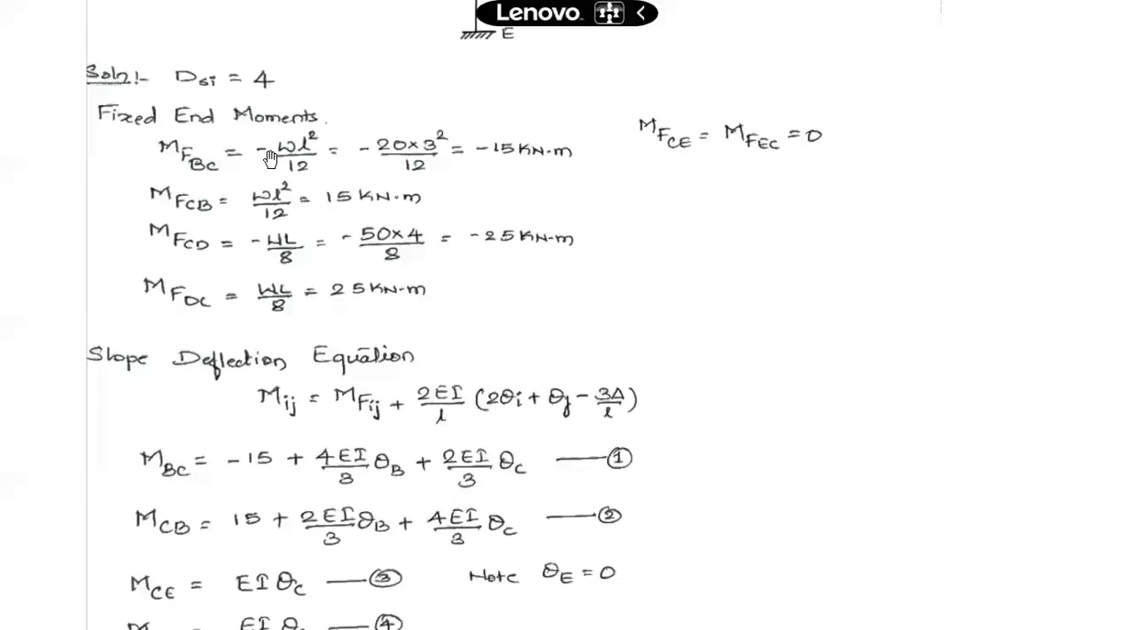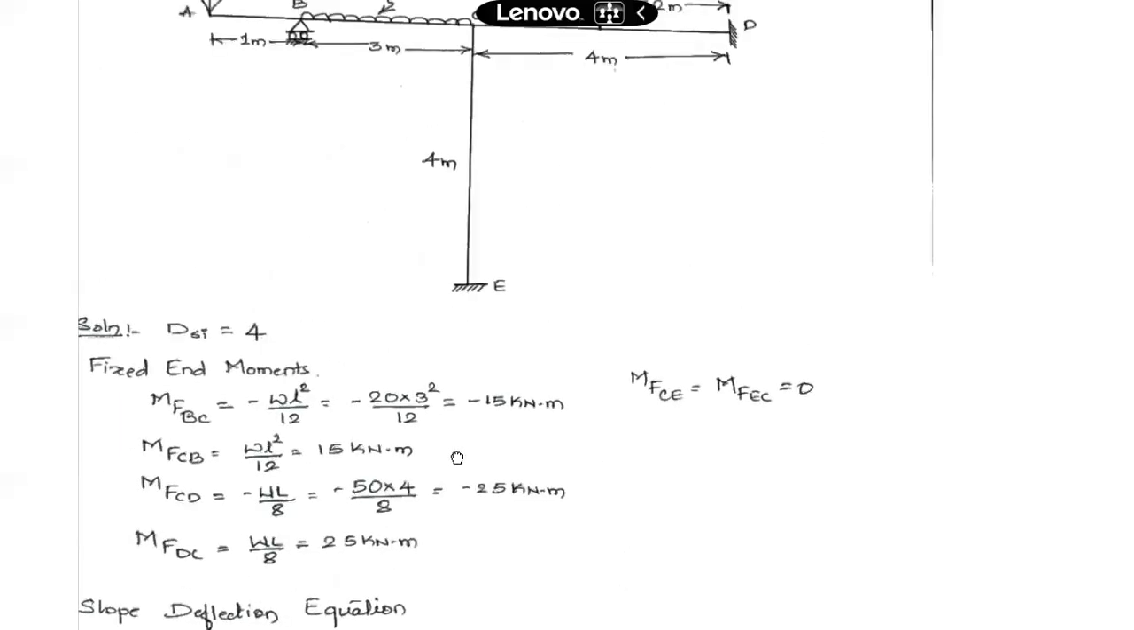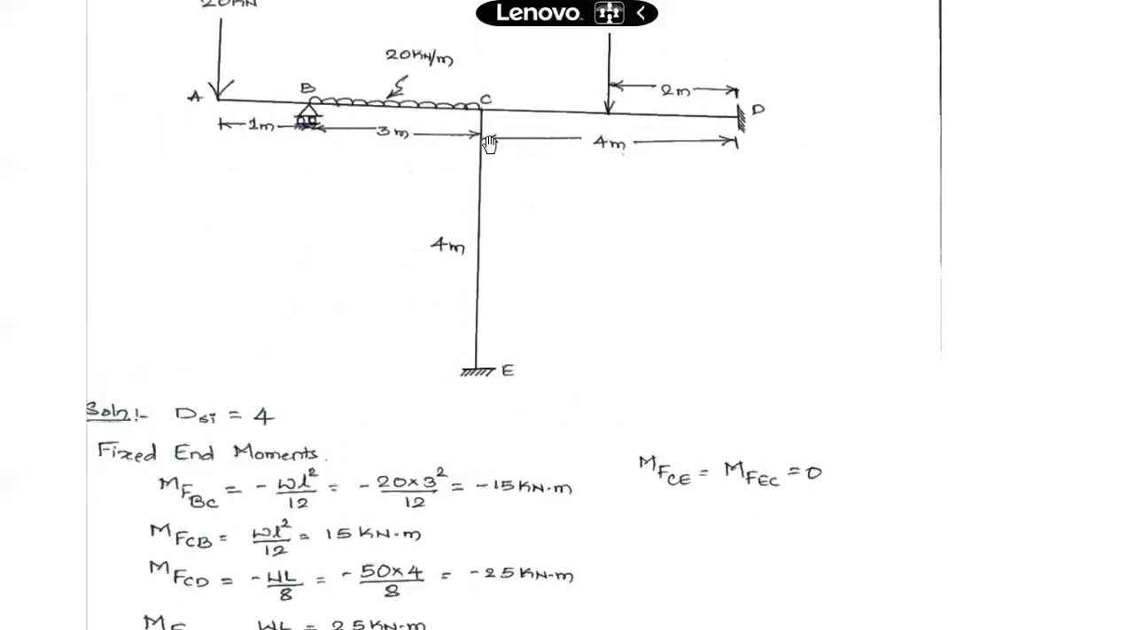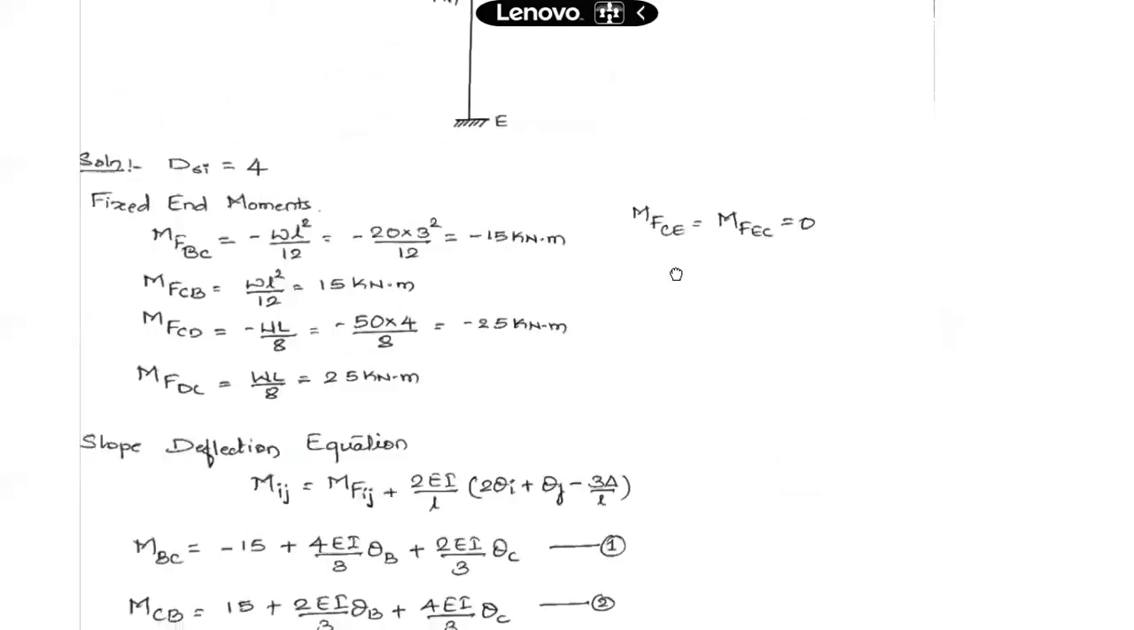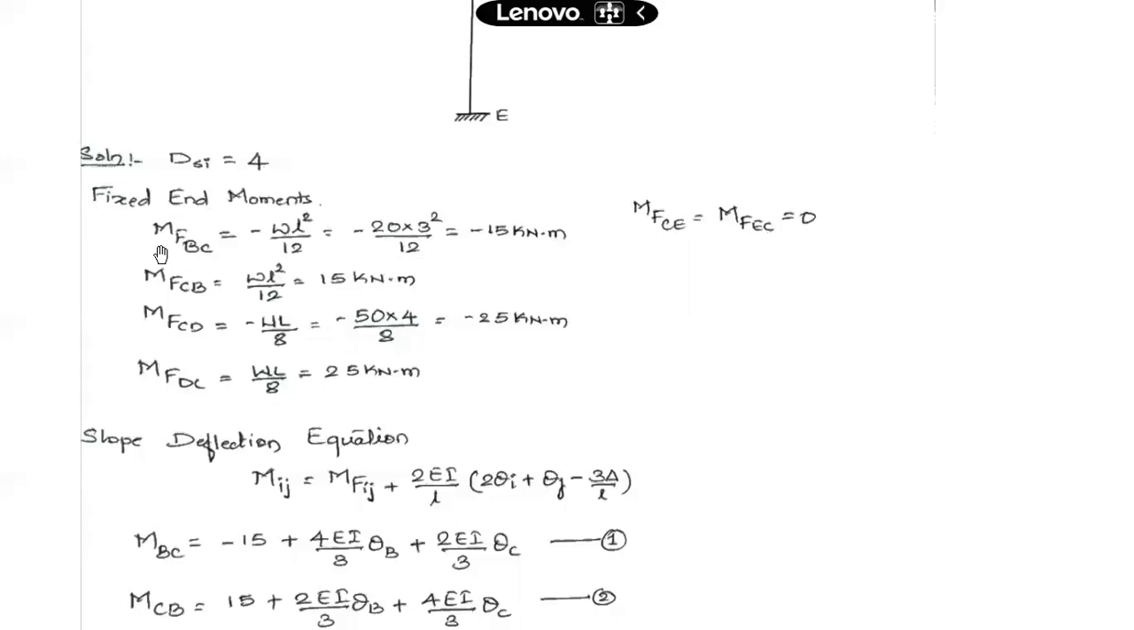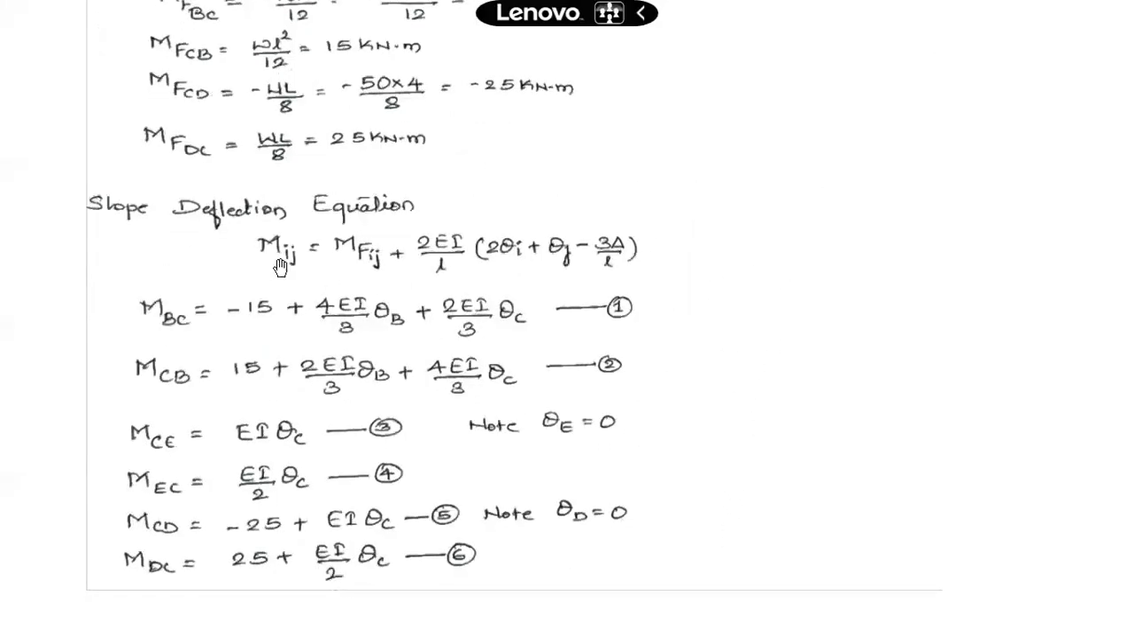So for member BC and member CD, we have calculated the fixed end moment. Now for this vertical member CE, there is no load applied on it, so there is no question of any fixed end moments at the two joints. So MFCE as well as MFEC will be 0. These are our fixed end moments. That completes the calculation of fixed end moments. Now they will be used in our slope deflection equations.